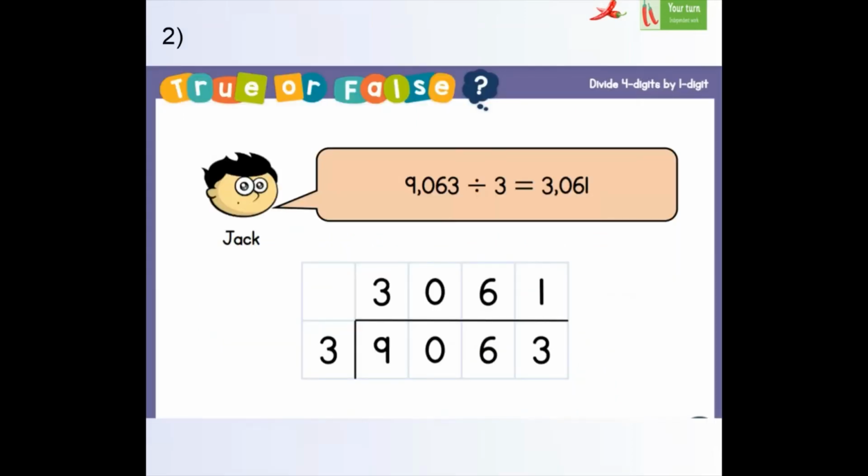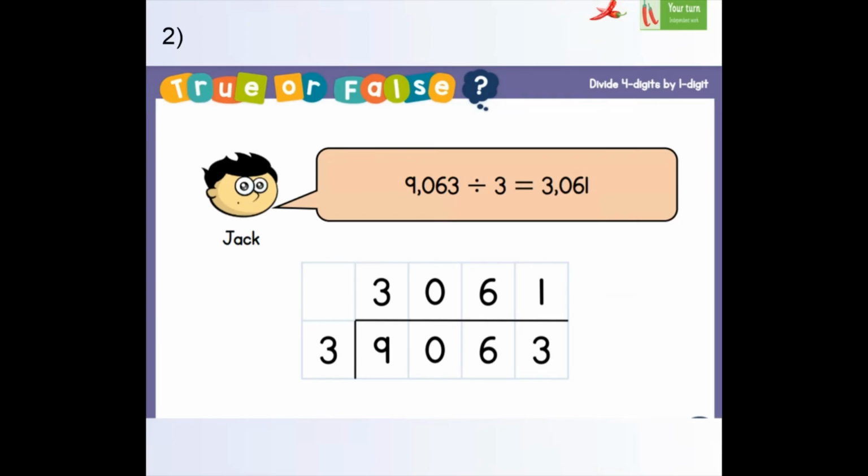And the final question for Chilli 2 is a true or false. Jack is saying that 9,063 divided by 3 is 3,061, and he's even done his workings out here. So you've got to tell me whether that's true or false and explain why. The way you could explain why is by working it out yourself. Chilli 2, pause the video now because this is your final question.